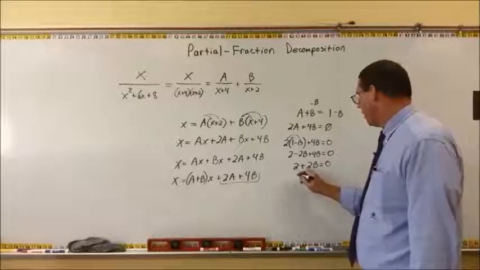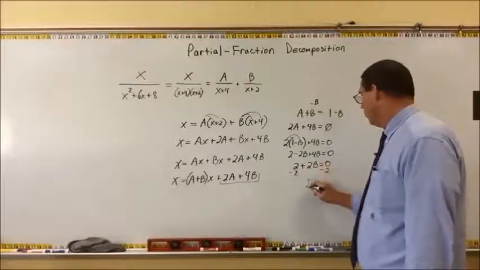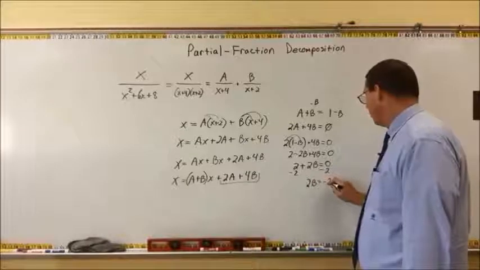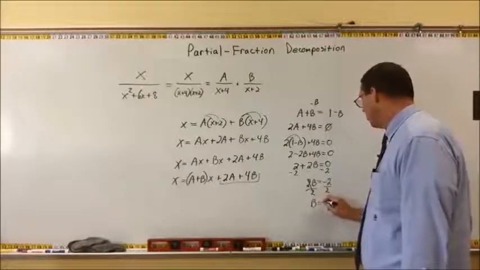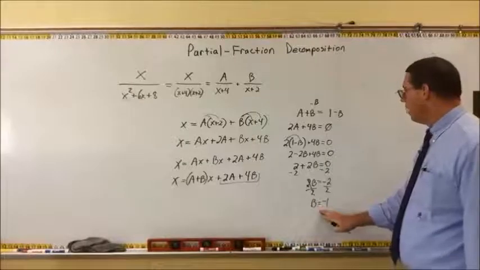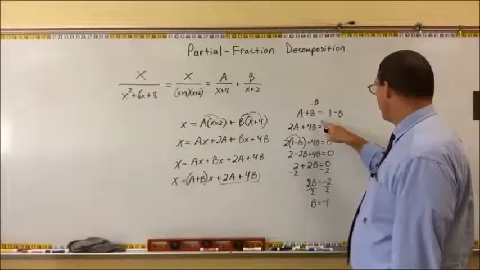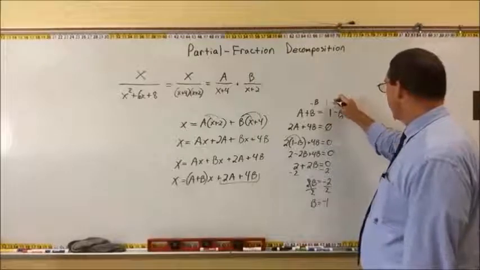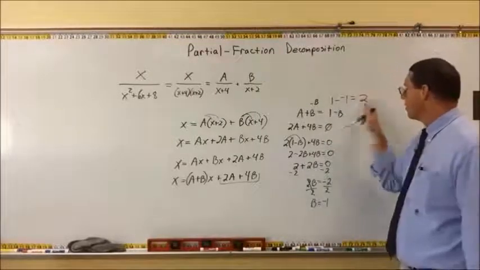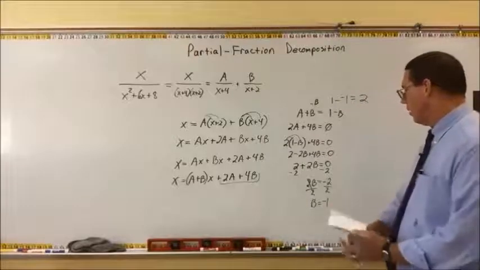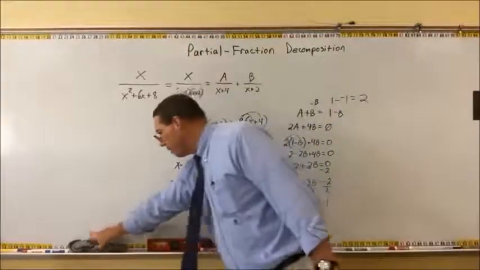Subtract 2 from both sides. 2B equals negative 2. Divide by 2. B is equal to negative 1. Then put negative 1 up here. Remember we said that A is equal to 1 minus B. So that's 1 minus negative 1, which equals 2. So A is 2, B is negative 1. That's by substitution.